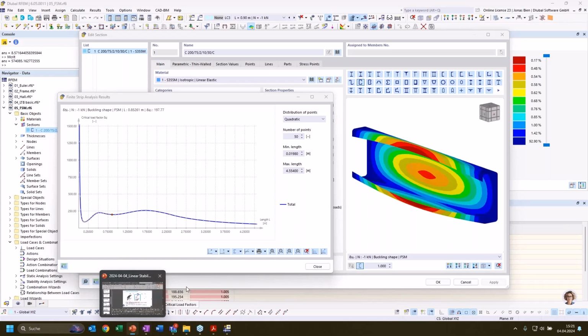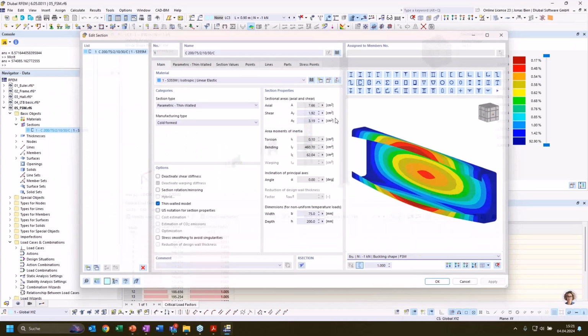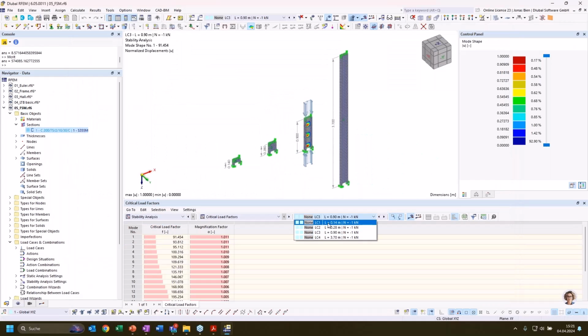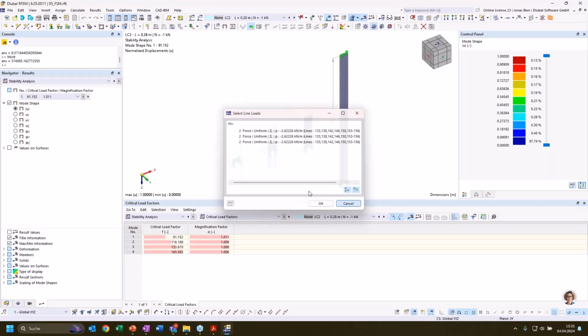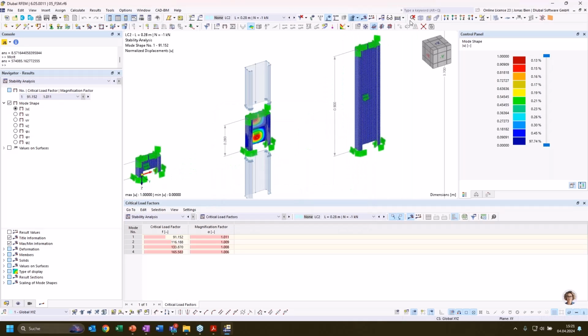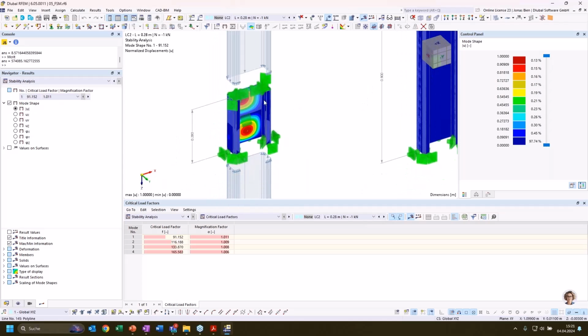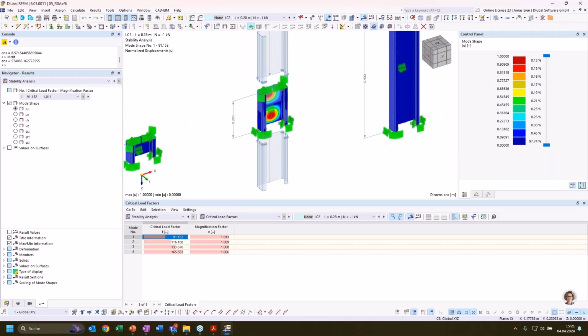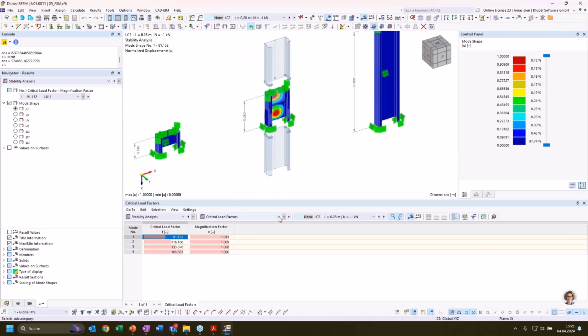But as we have seen in our shell model, for our second model here with a length of 28 centimeters, we have local buckling as the decisive failure mode, and we have two buckles over the length of the section. This cannot be represented or investigated with the finite strip method as we have it implemented in our program.